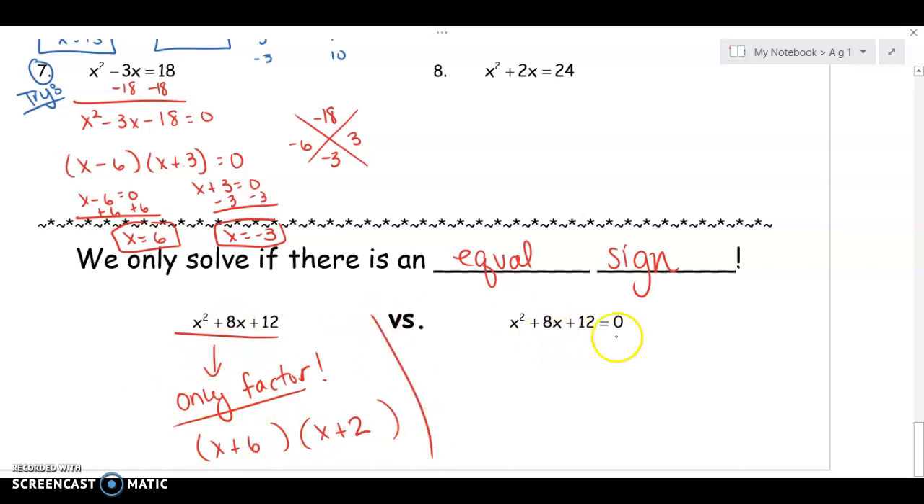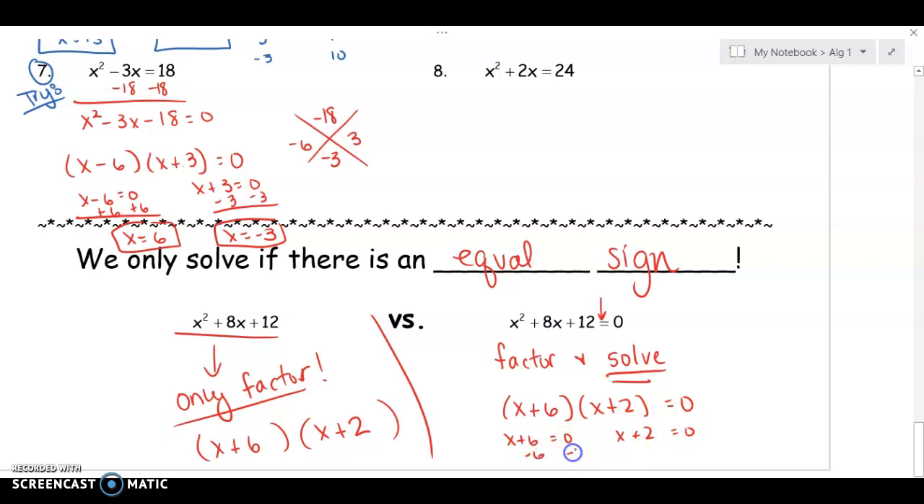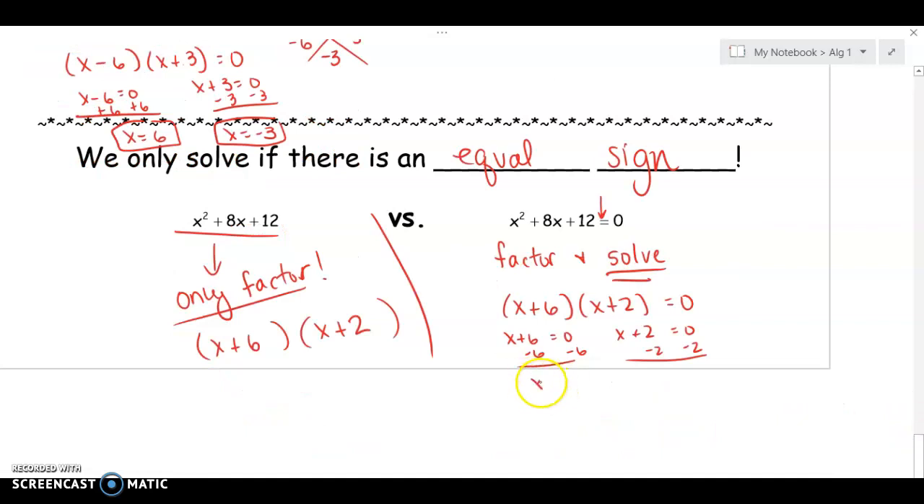If it has an equal sign, that's going to be your hint to factor it and then solve. So for these problems, you're going to end up with answers that are x equals a certain number. You would factor it, which I already did here. You'd have x plus 6 times x plus 2. And then you solve it. You would set each piece equal to 0, and then solve those for x. So at the end, you're going to have an answer of x equals negative 6 and x equals negative 2.